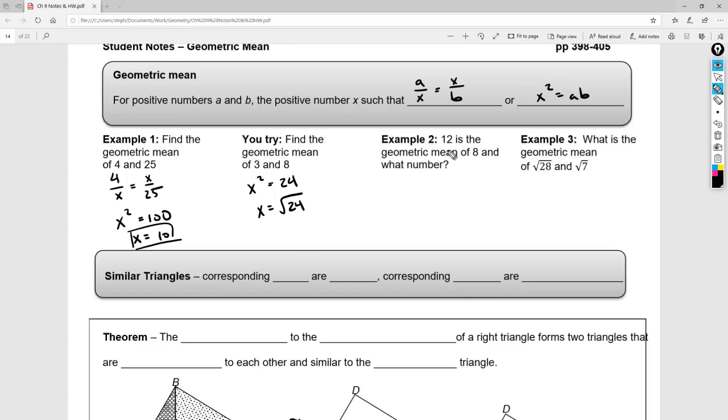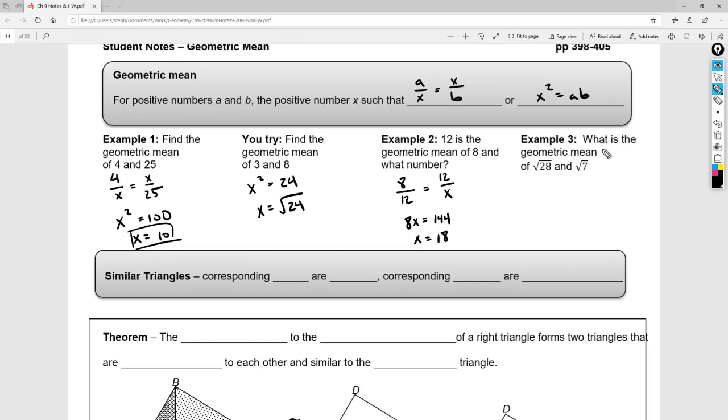Okay, moving on, we have: 12 is the geometric mean of 8 and what number? Alright, so let's set this up. That means 8 is to 12 as 12 is to some number. Right? That's what we're trying to find. So solving this, we get 8x equals 144. So x must be 18.